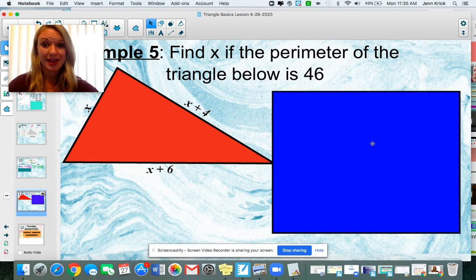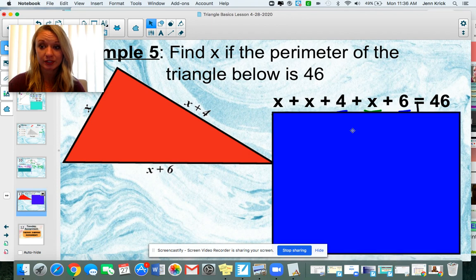If I asked you to find x, knowing that the perimeter is 46, how could you set that up? If I know the perimeter is 46, I right away know that it's going to be like equals 46. Perimeter means to add up all of your sides. So ladies and gentlemen, all that you need to do is just add up this side plus this side plus this side and set it equal to 46. So it looks just like this.